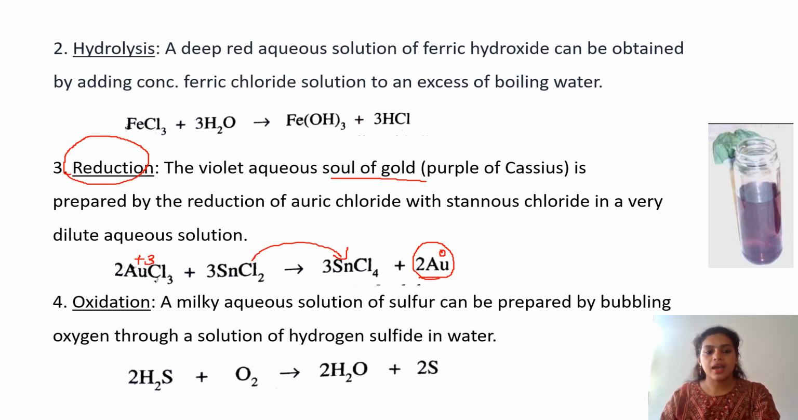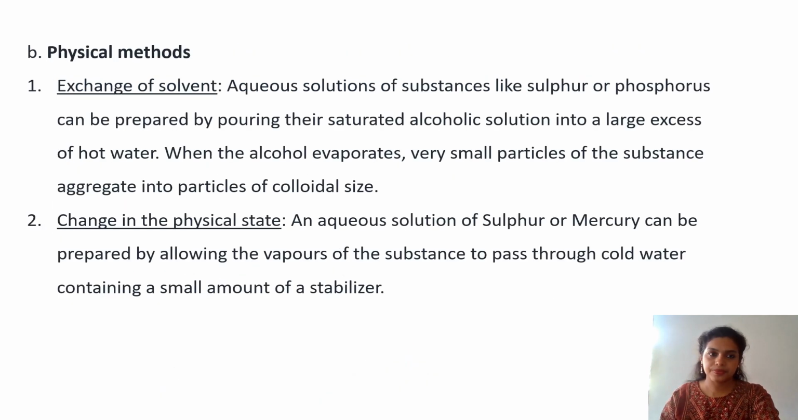And the fourth one, to make a sulfur sol we adopt a method of oxidation. We are oxidizing H2S, where the hydrogen was with sulfur, and it is converted to H2O. Here oxidation is the process, and as a side product we get a sulfur sol. These are the chemical methods employed.